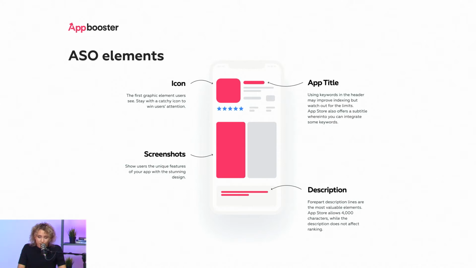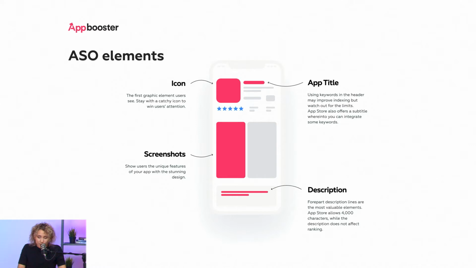And the second one is the description, and each store offers several options. The App Store includes a long 4,000 characters description, but it doesn't make any sense for search ASO. But it is crucial for marketing purposes, as it gets users' attention and encourages them to install.